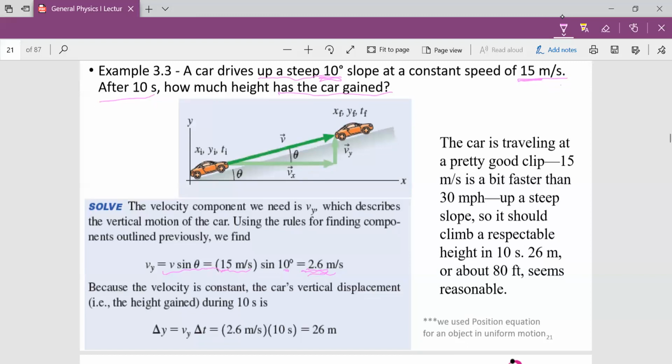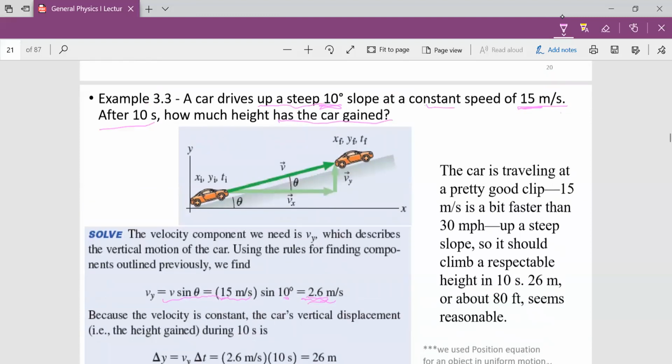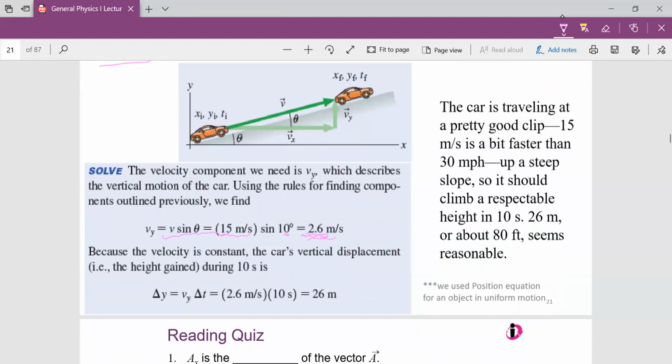Okay. So because it is also emphasized that this is constant speed. Okay. So the car is moving at a steady rate and it moved for 10 seconds. Remember this equation from our displacement equation, okay? So we use the position equation for an object in uniform motion. Remember that information about uniform motion, steady.